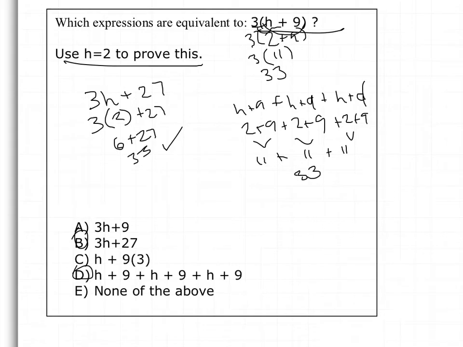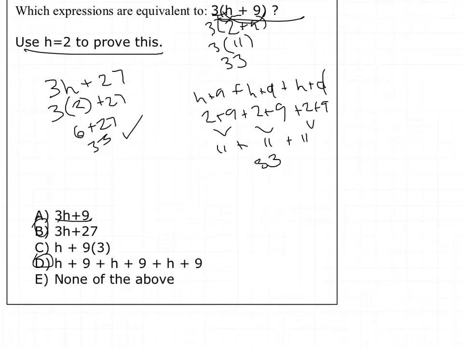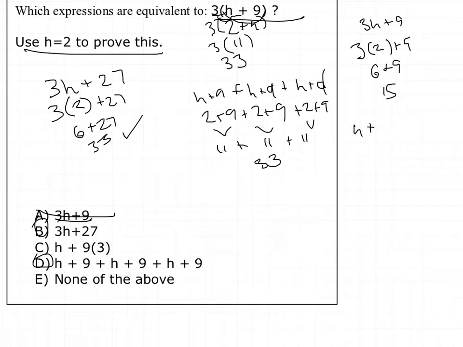Let's go ahead and disprove these other two, off to the side over here. 3 times 2 plus 9 would be 6 plus 9, which is only 15. That disproves that answer. Then h plus 9 times 3 would be 2 plus 27, which is only 29. Alright, let's look on over at our aim for today.